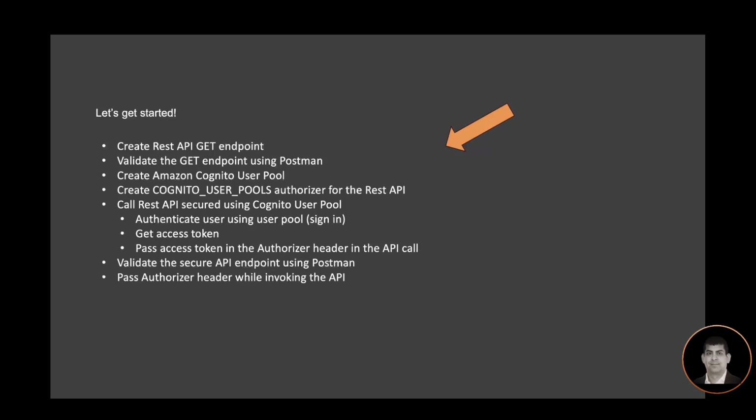Let's get started. I'll first create a REST API GET endpoint. I'll validate the GET endpoint using Postman. Then I'll create Cognito user pool. We'll create a Cognito user pool authorizer for the REST API. I'll call the REST API secured using Cognito user pool. We'll authenticate the user using user pool, that is basically signing in and then getting the access token. Once I get the access token, I'll pass it in the authorized header in the API call. I'll then validate the secure API endpoint using Postman and will pass the authorizer header while invoking the API.